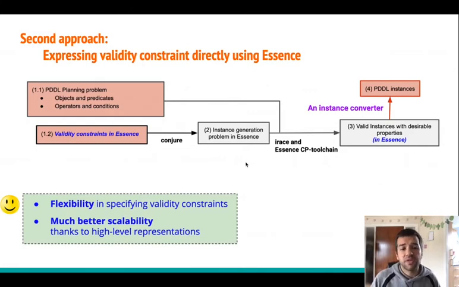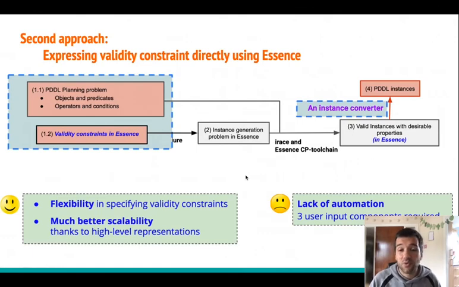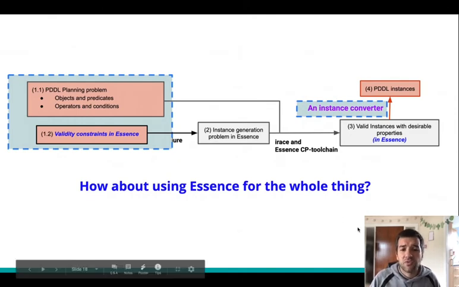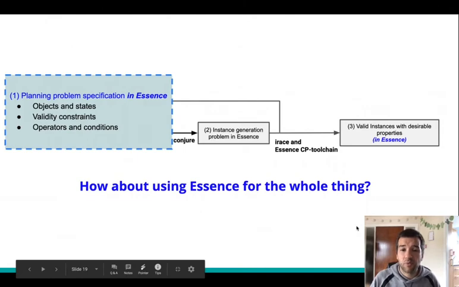The good thing about this approach is that you gain in flexibility, because now we can use the full power of Essence using things, for example, sets or functions, and we have much better scalability. But the bad thing is that there is a serious lack of automation here, as the user has to give the system 3 different and connected inputs to be able to solve this. So our thought went to the fact that as we are transitioning from PDDL to Essence, what about using Essence for the whole thing? That would simplify our approach quite a bit.